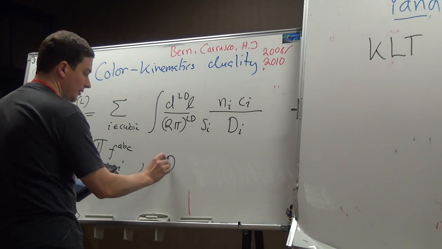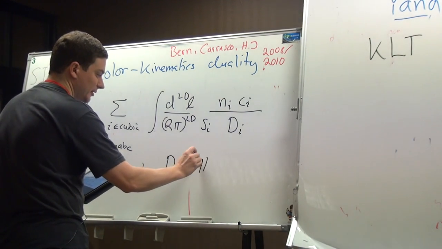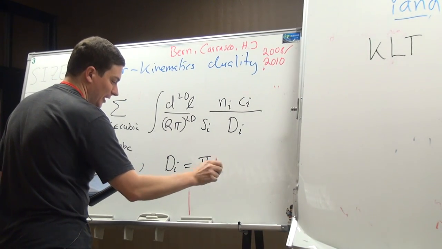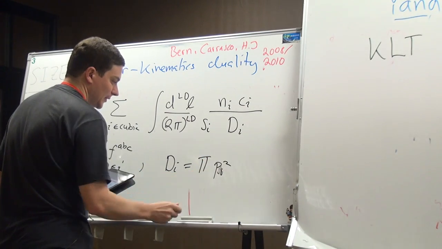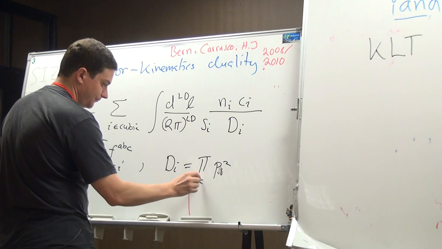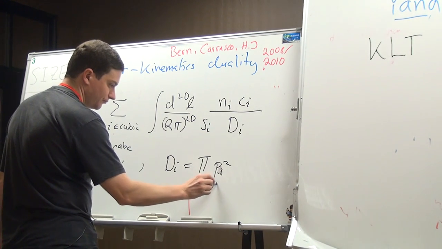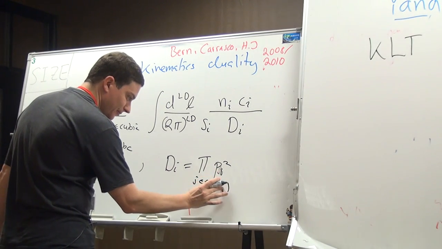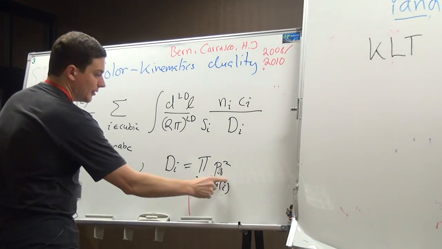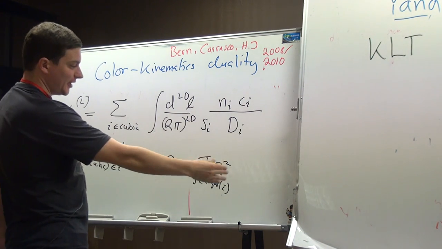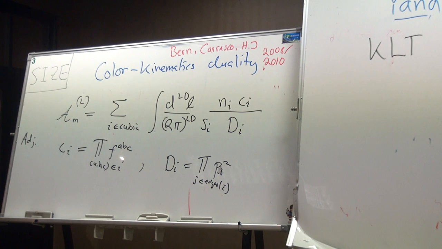The denominator is just a product of all the propagators in the diagram. So j are all the edges, I guess, of diagram i, sorry. It's just the usual propagators that you find in scalar phi cubed theory.